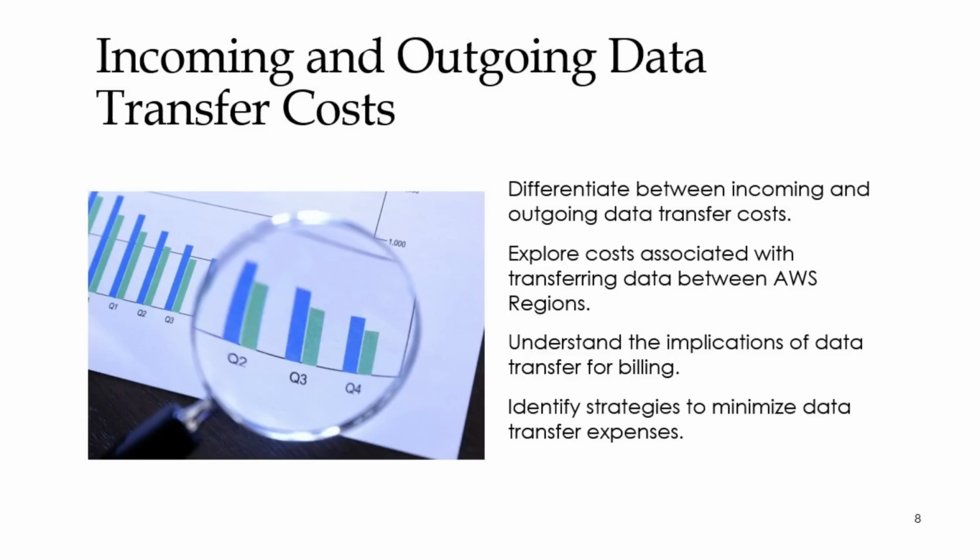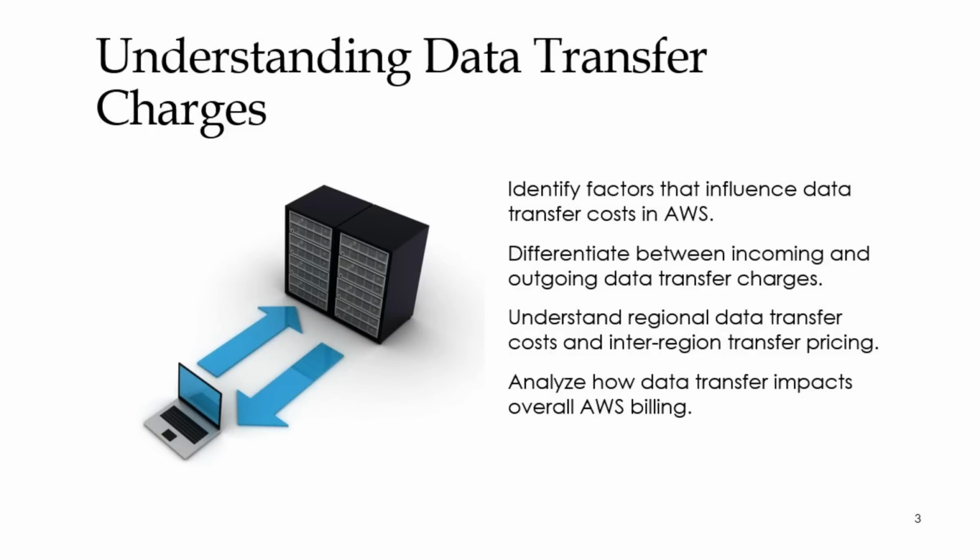To minimize data transfer costs, it's essential to optimize your data flows. This can save you a lot of money in the long run. This can involve keeping your data transfers within the same AWS region whenever possible, as inter-region transfers can be more expensive, using content delivery networks, CDNs, to cache content closer to your users, which can reduce latency and costs, and compressing your data before transferring it. Compression can significantly reduce the amount of data you need to transfer, saving you money.